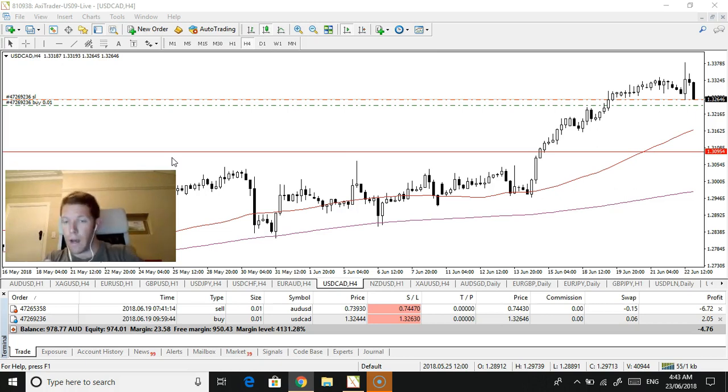Obviously, it's the 1 hour with a 20-day moving average as the stop loss placement. So I want to see price above it for a buy and then below it for a sell. It's pretty simple. I use support and resistance established on the 4 hour.